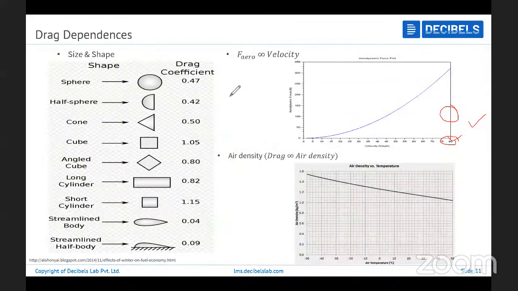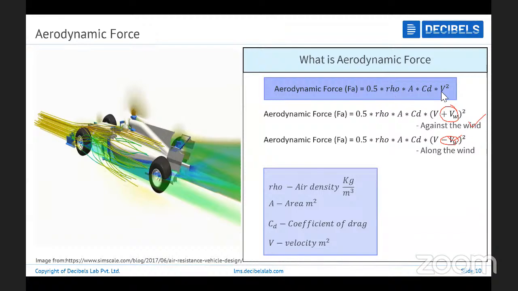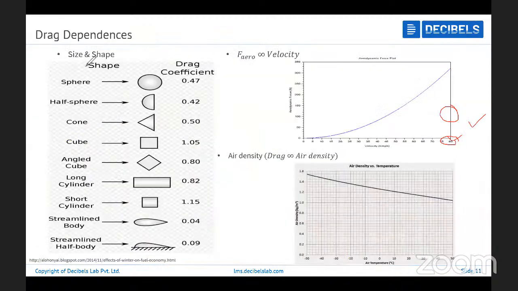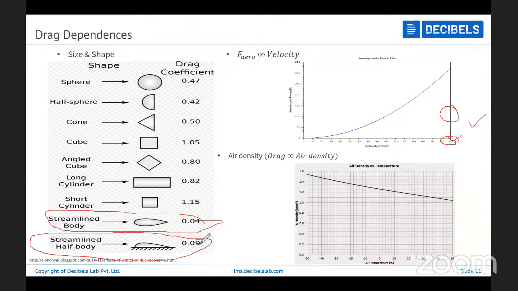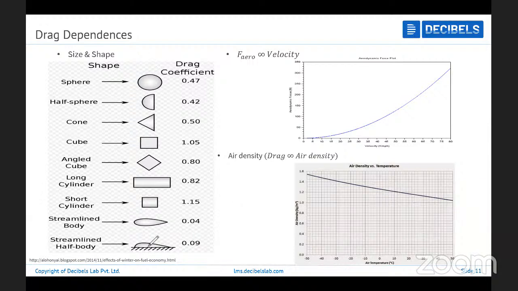Some of the parameters which will be affecting your aerodynamic force, as I discussed, are 0.5 rho A CD V square. We'll start with CD, which is nothing but your drag coefficient. It depends on different shapes. Some particular shapes have very low drag coefficients. That's why all the aerostructures, cars or vehicles are streamlined, half body or completely streamlined, depending on the application. This is also one of the parameters we have to look into.